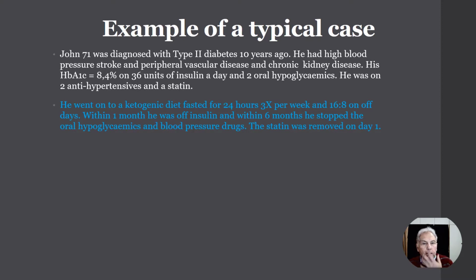So he went on to a ketogenic diet, less than 25 grams of carbohydrates a day. He fasted for 24 hours, 3 times a week. And on his other days, he did a 16-8 fast, and he did this for 6 months. Within 1 month, he was off insulin, and within 6 months, he stopped the oral hypoglycemics and blood pressure drugs. The statin, of course, was removed on day 1. So what happened? He lost 7 kilograms, and his waist size decreased by 12 centimeters, indicating he's reversing his fatty liver and fatty pancreas. His HbA1c after 6 months was 5.4%, and his urine albumin to creatinine ratio dropped by 2/3, which means that his kidney function was vastly improved.